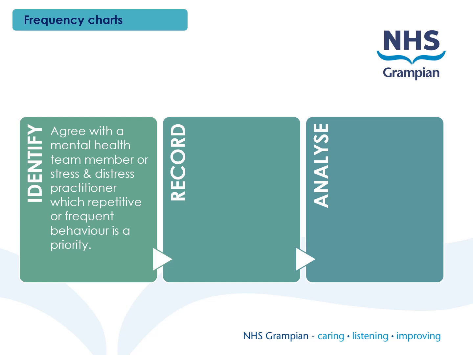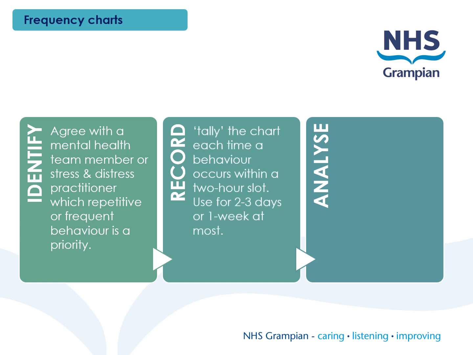During the identify phase, we agree with a mental health team member or stress and distress practitioner which repetitive or frequent behaviour is a priority. An example of this may be shouting for help. Next, we record the behaviour. So for example, every time the person shouts for help, staff will add a tally to the frequency chart within a 2-hour time slot. We will also agree on a start date and end date for frequency charts. This will likely be for 2 to 3 days or 1 week at most.